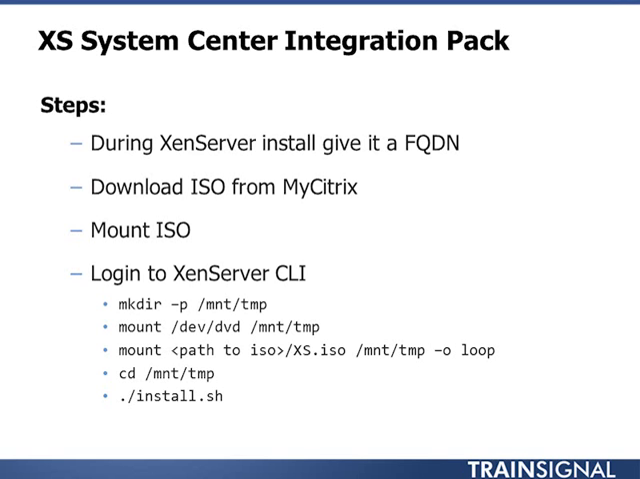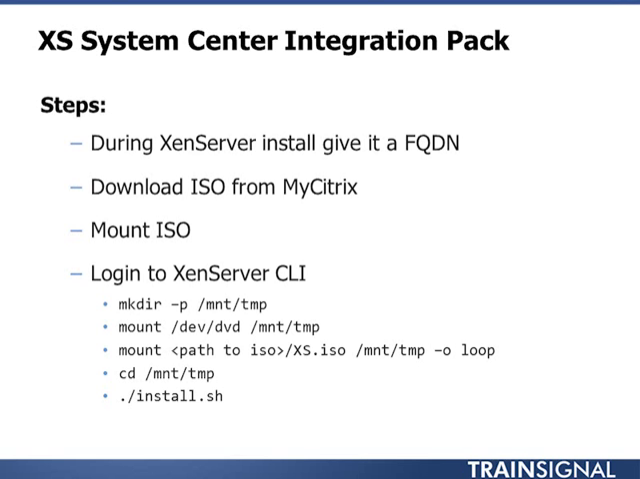The last option down there is to be able to get command line access to Zen server. Once you get command line access to Zen server, I want you to type mkdir, which stands for make directory, space dash p space forward slash mnt forward slash tmp. So mount temp. Once that directory is created, type mount space forward slash dev forward slash DVD, which means you are mounting the actual physical DVD, into the directory forward slash mnt forward slash tmp.